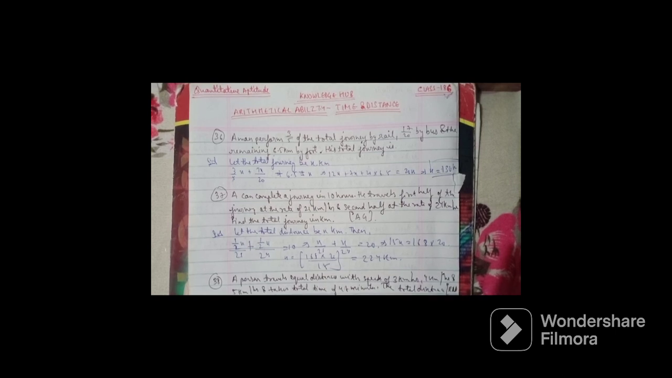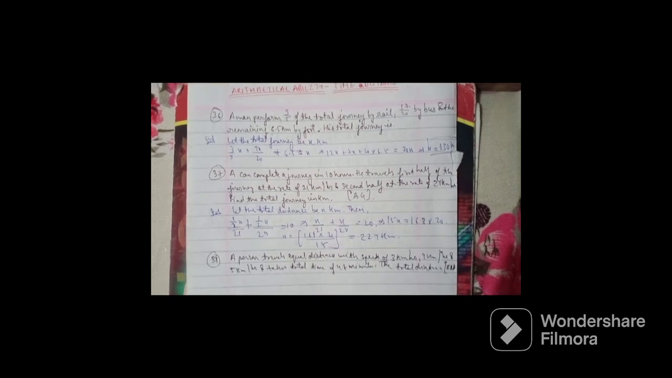Total distance in kilometers you have to find out. This has been asked in the RRB examination paper. Options are 2, 3, 4 and 5. Let's go for the same.